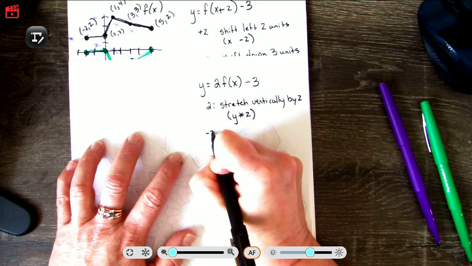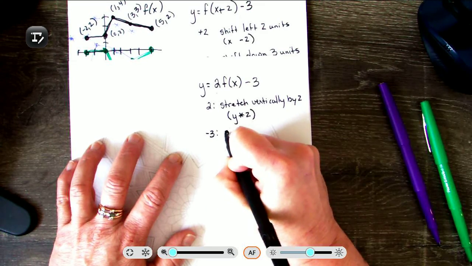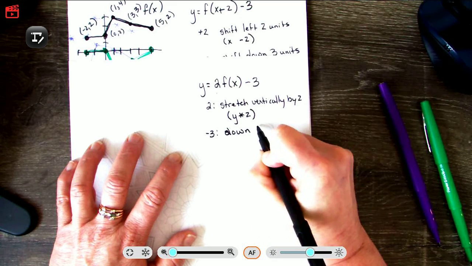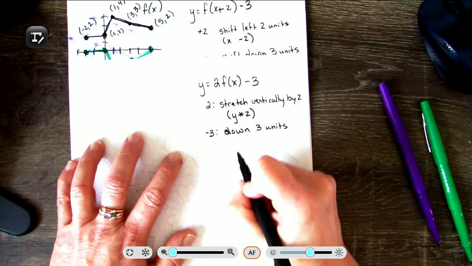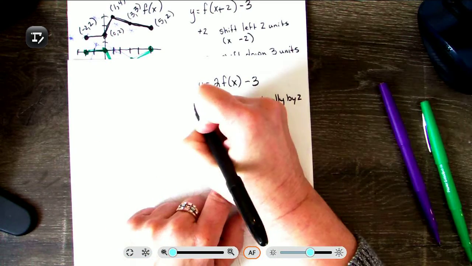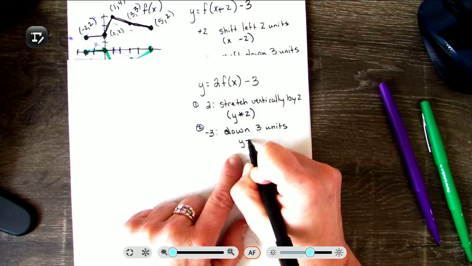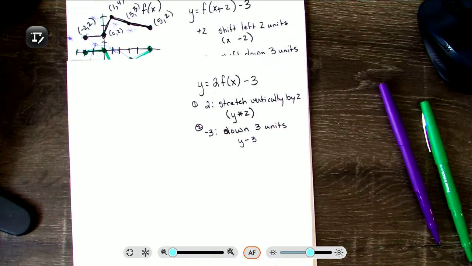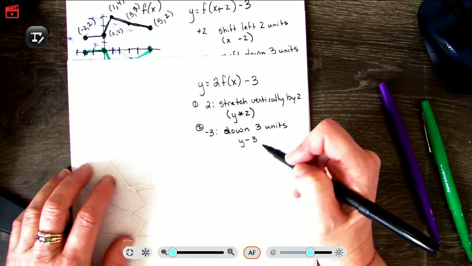Then we're going to take care of that minus 3, which is going to shift it down 3 units. For that to happen, we're going to take whatever y's we had and subtract 3, because that's going to move it down. But first we have to stretch it and then we have to move it.